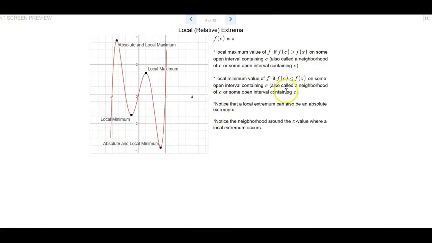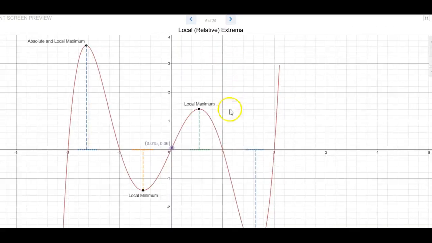So going back to this definition, the local maximum value is greater than all the other function values on some interval containing c. That's also called the neighborhood of c. That's something to keep in mind because we're going to see that you can't have a local maximum at an endpoint, because there's not a neighborhood both to the right and the left.